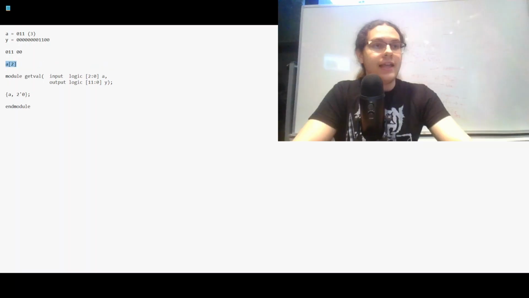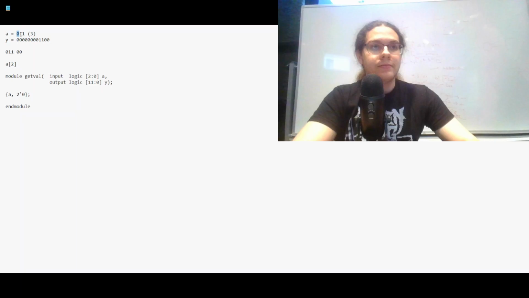which I would label as A bracket 2. That's bit 2 of A. So remember that bit 0 of A is this least significant bit, which is 1. Bit 1 of A is this middle one, and bit 2 of A is this topmost one. That's why it's labeled 2:0. The rightmost bit is bit 0, and the leftmost bit is bit 2. Same thing for Y. The rightmost bit is bit 0, and the leftmost bit is 11.